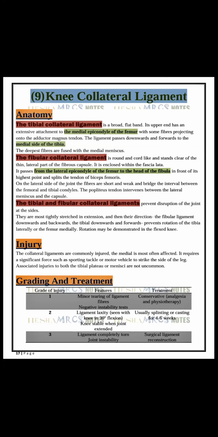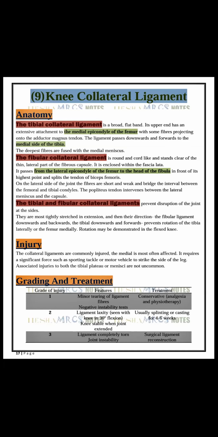Now, let's discuss some knee collateral ligaments. We have multiple ligaments related to the knee, and we also discuss the lower limb anatomy. We have the medial and lateral collateral ligaments, the medial and lateral menisci, and the anterior and posterior cruciate ligaments. So we have six related structures.